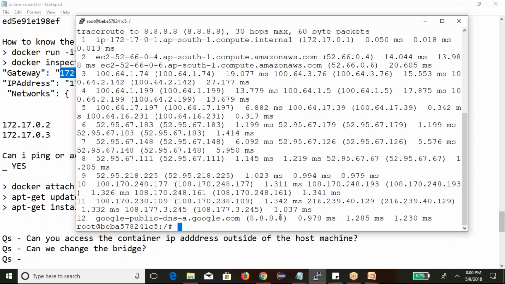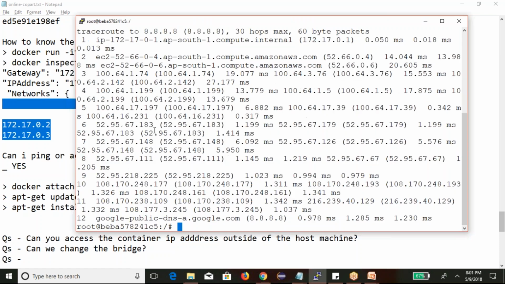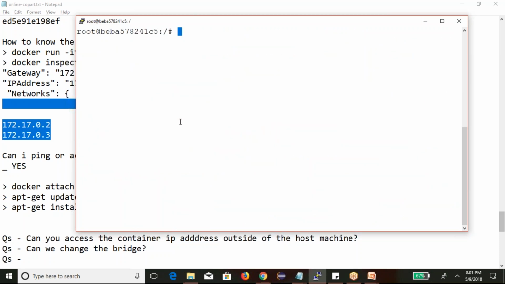And then you reach ultimately to the Google gateway, public DNS. So this is the stuff which you can read out. So yes, containers are reachable from the internet, and also each container can ping the others and stuff like that. Now let me show you one more thing. I'll just clear the screen.